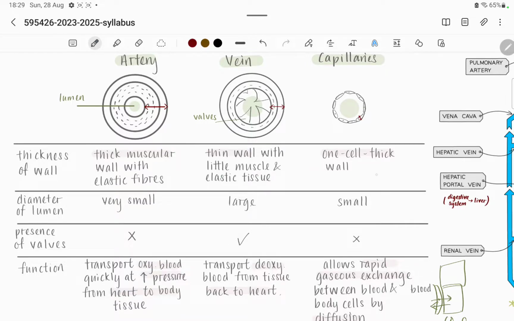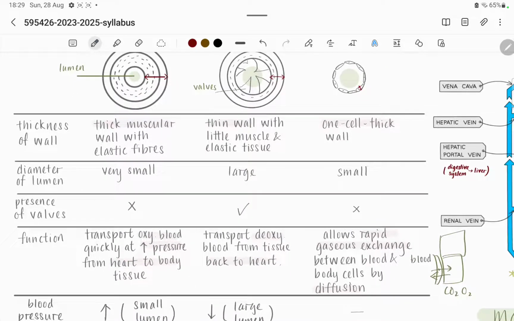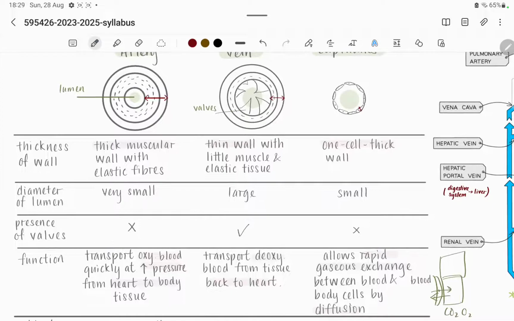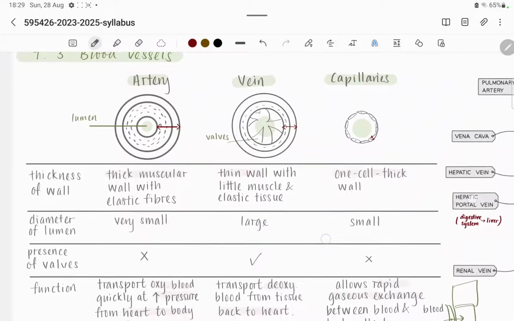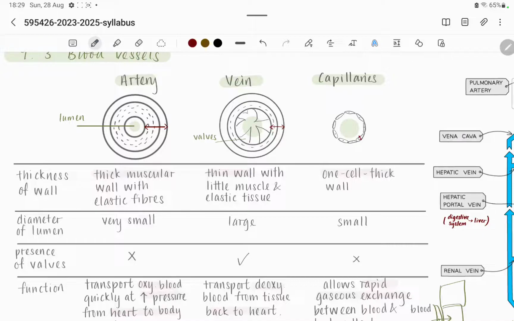Capillaries: 1 cell thick wall, only 1 cell. Diameter of lumen. Smallest is artery, and then actually capillary is also small. So artery small, capillary small, vein is large.